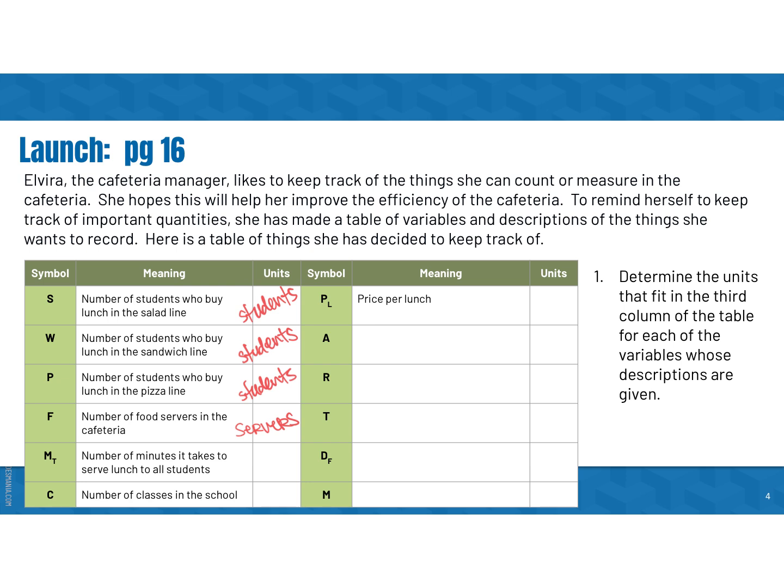And then we have M of T, so it's just kind of a way of measuring this. It says the number of minutes it takes to serve the lunch. So it's minutes it takes. So, okay, what is our unit? We're looking at that in minutes. All right. And then we have C, which is the number of classes in the school. So what is the unit? We're looking at classes.